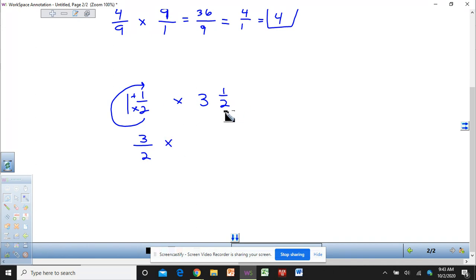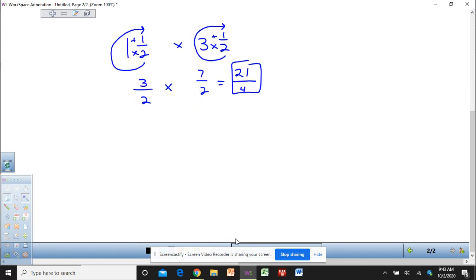Times, and then you do the wheel method here. 2 times 3 is 6, plus 1 is 7/2. And then you just multiply like we've been doing. So 3 times 7 is 21. 2 times 2 is 4. And I am 100% fine with you leaving your answer like that. So if you leave your answer as 21/4, that is okay by me. Okay, so let's try another one.